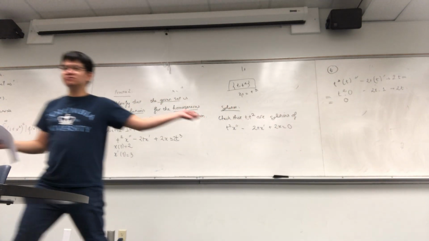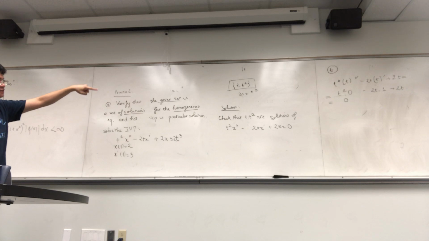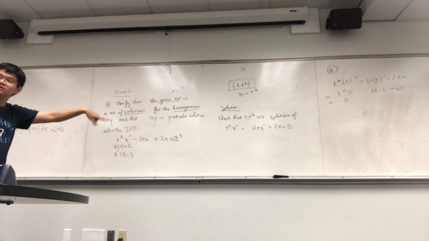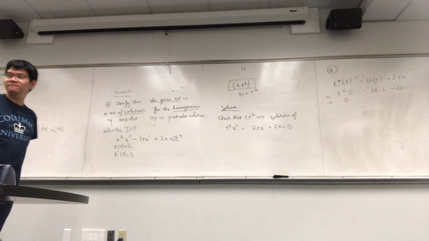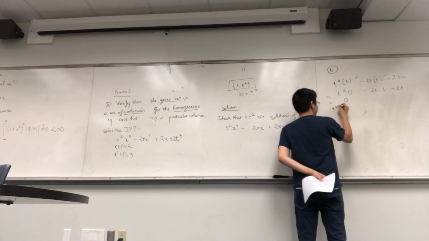The first thing you do is plug t into the homogeneous equation. You see that t double prime is 0, t prime is 1. So when you plug everything into the equation, you get 0. All right? It's clear.